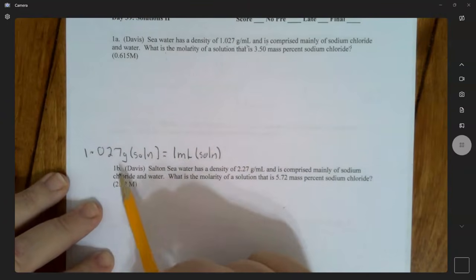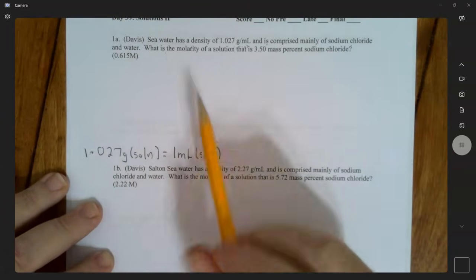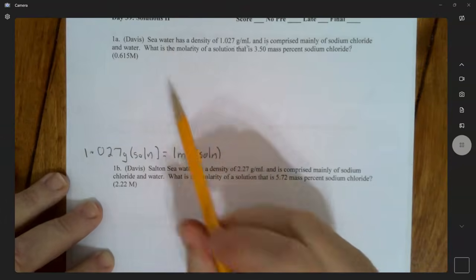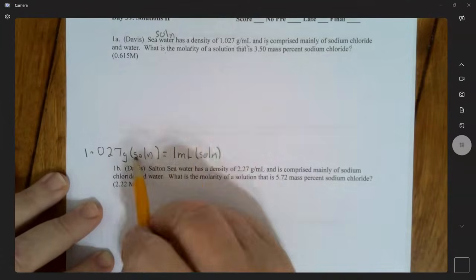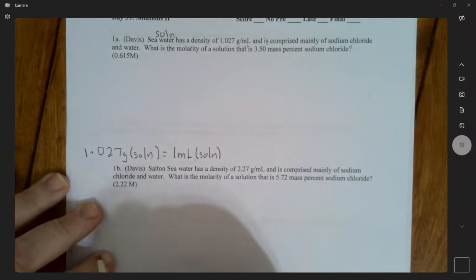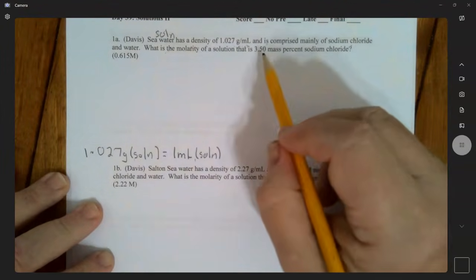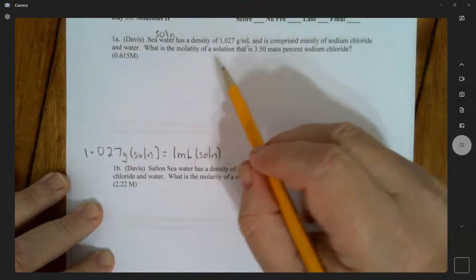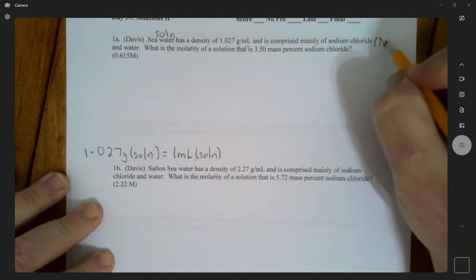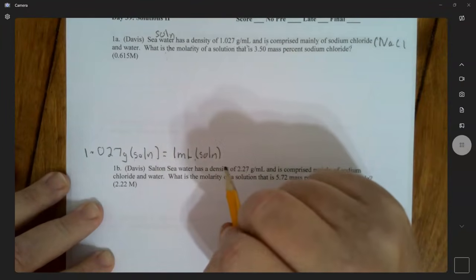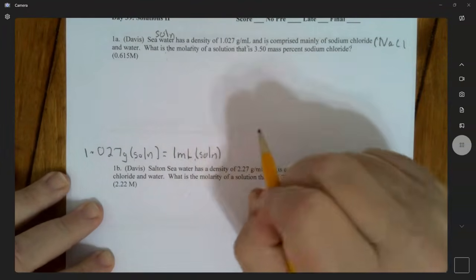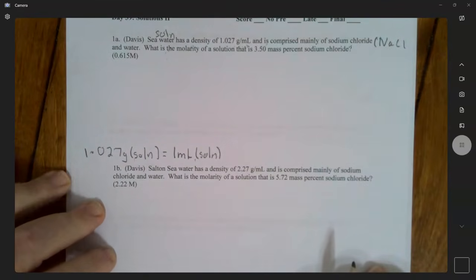Okay, so it's 1.027 grams, and we're dealing with the solution. The seawater is the solution. Okay, I'll just write that right here. Alright, so that's the mass to the volume of the solution. Alright, now it's comprised mainly of sodium chloride, that's NaCl, okay, and water. What is the molarity of a solution that is 3.5 mass percent sodium chloride?